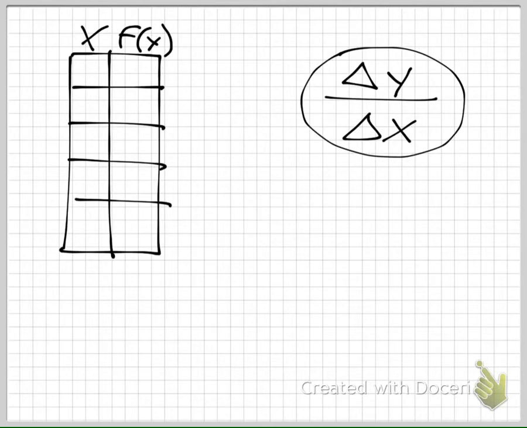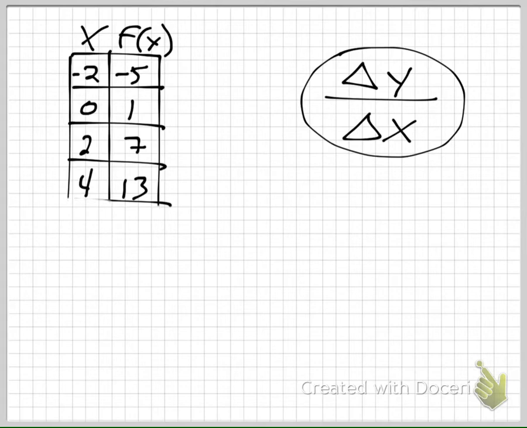X and f of x. Okay, I have this negative 2, 0, 2, and 4. And I have negative 5, 1, 7, and 13. Here's how you work this problem. You look at all the x's and you see what is happening here. I went from negative 2 to 0. What happened there? Plus 2. To go from 0 to 2, plus 2. To go from 2 to 4, plus 2. Are those consistent? Yes, they're plus 2 each time.